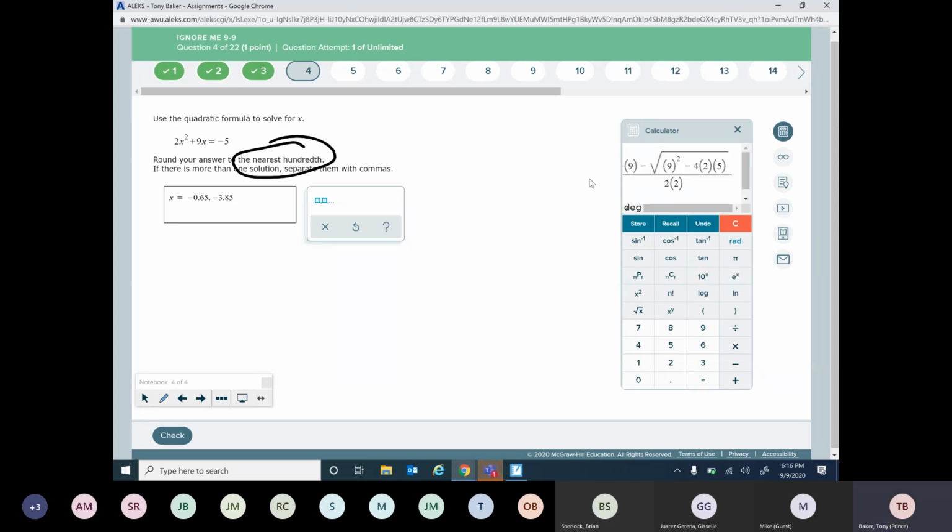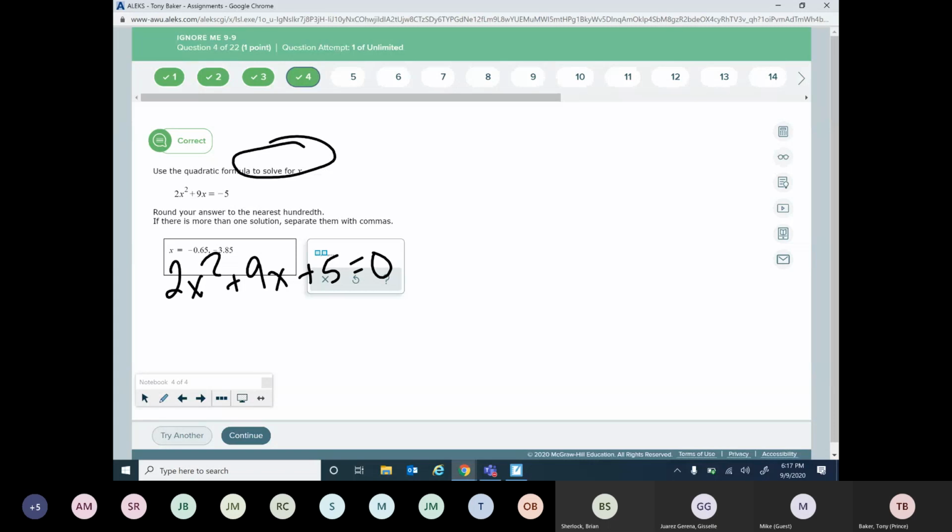Nope, because I moved the 5 over, so it's after the equal sign. So the actual problem I'm plugging in is 2x squared plus 9x plus 5 equals 0. So the difference between this one and the other one was this one has the nearest hundredth, so we're going to choose the calculator. The other one, we needed the exact answer.